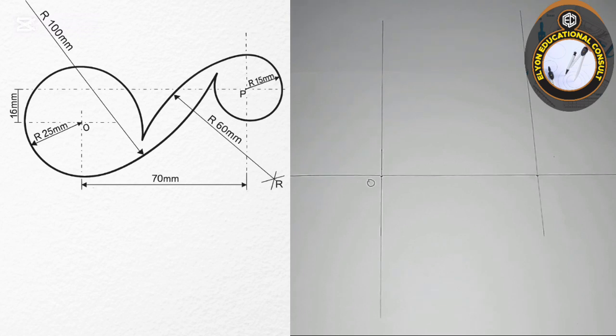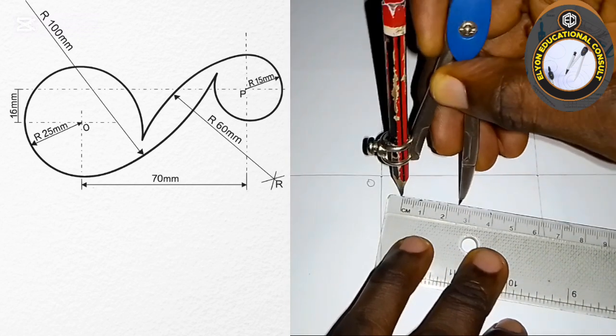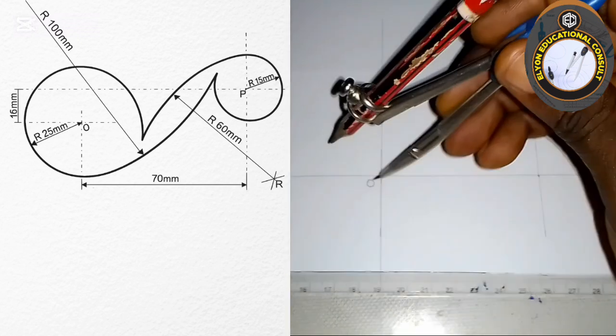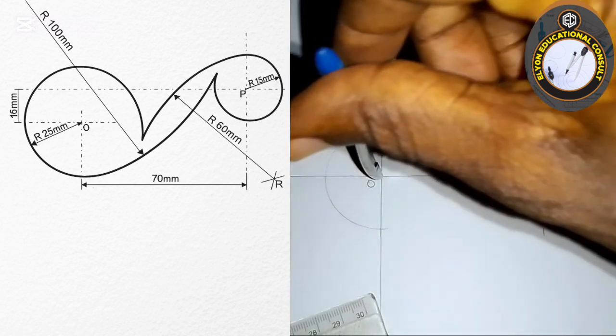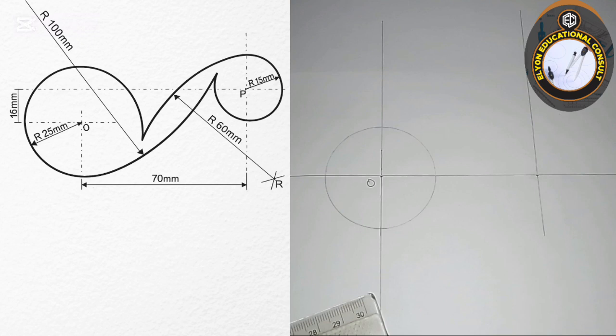The radius of this first circle here is 25, as you can see on the screen. So I will stretch my compass to 25 this way to produce the circle. I will produce the circle this way.